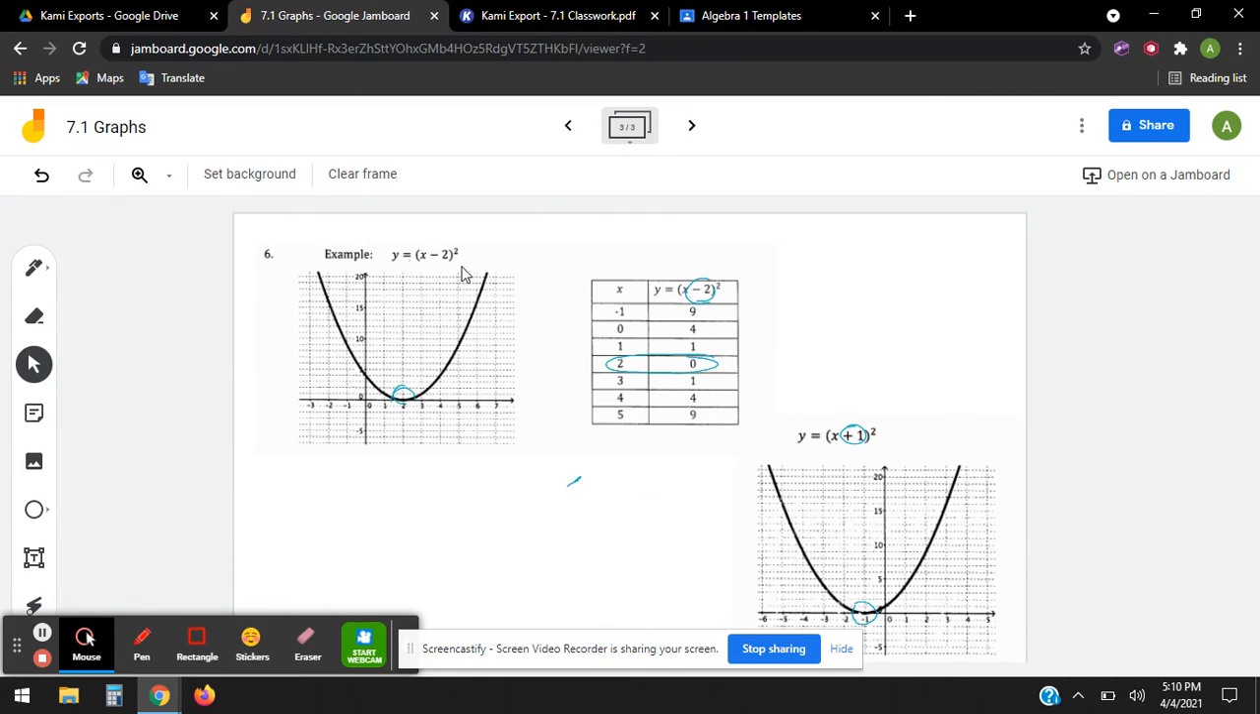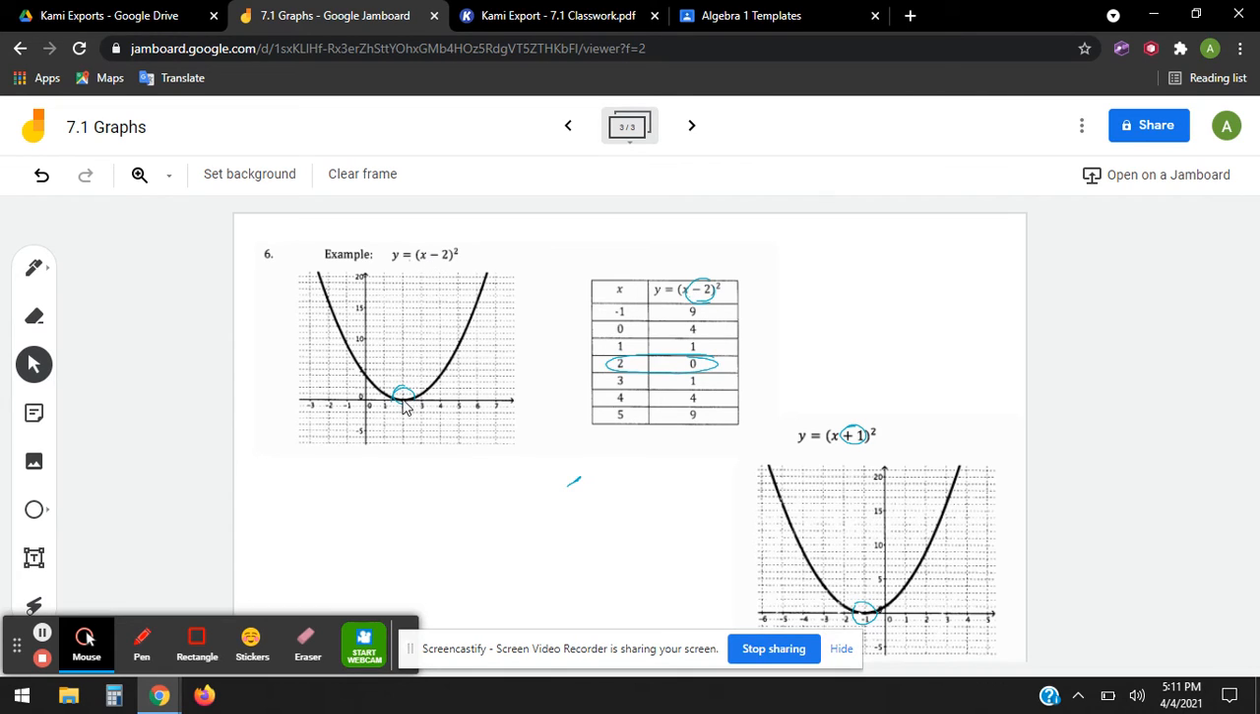So we did a -2 and a +1. So here, if I do a -2, look at that. It shifts everything to the right 2. So I have a +2 as my x-intercept now. My vertex has moved to the right 2 to get over here because 2 minus 2 is 0.